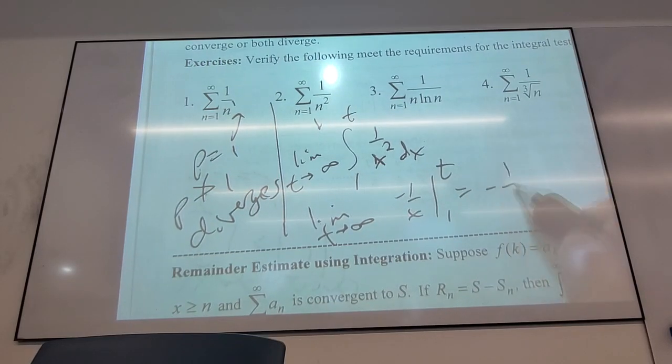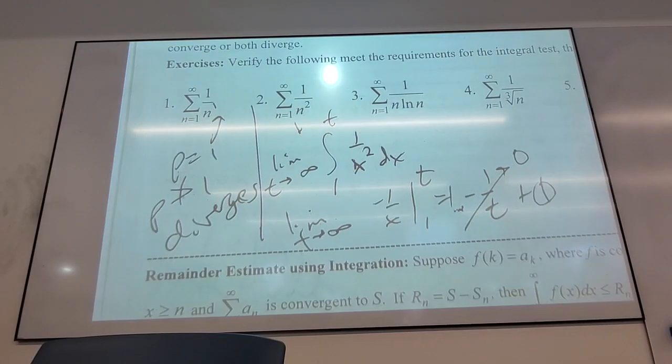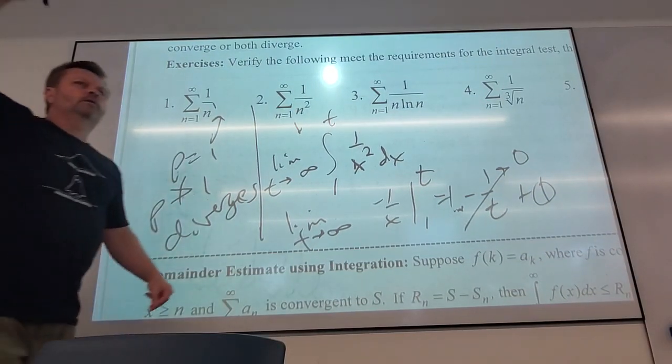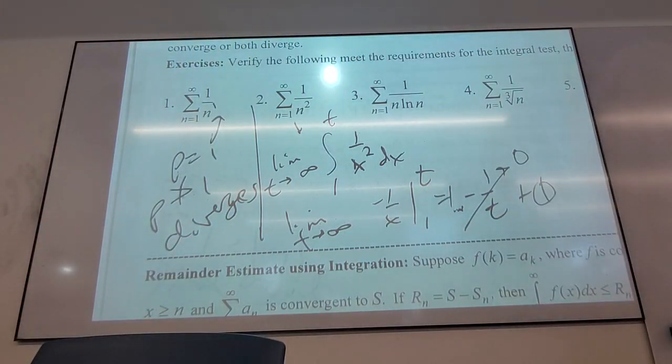So if I plug in a t and I plug in a 1, what happens when I do this limit? This goes to 0. So then the integral is 1. That doesn't mean anything about what my series sums to. What is it that's important? The integral came out to be a finite number. So the integral converged, therefore the series converges.